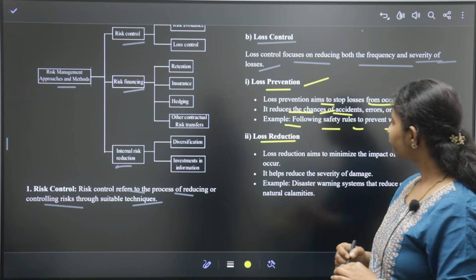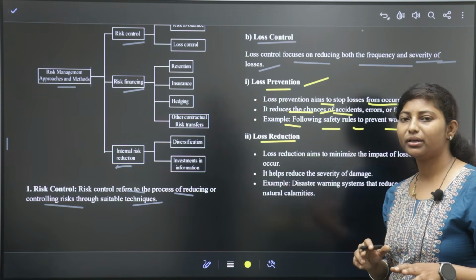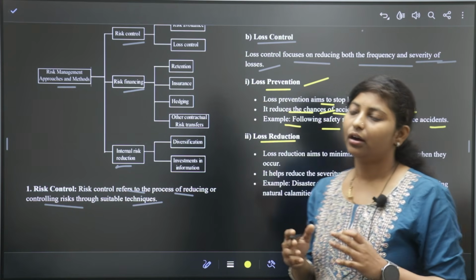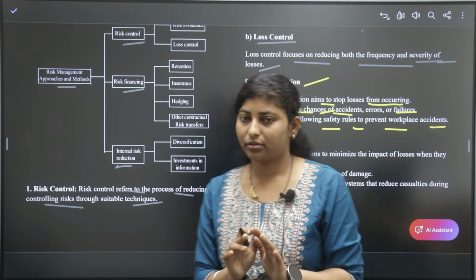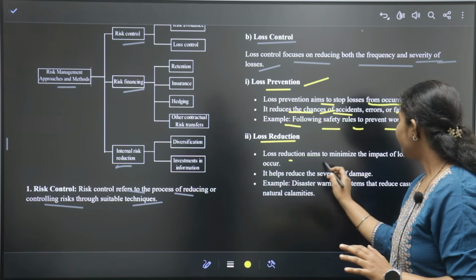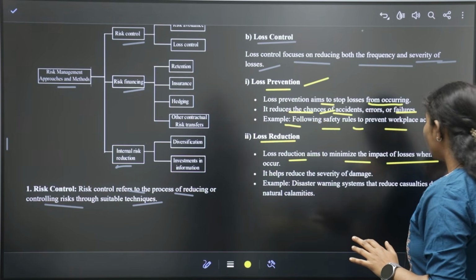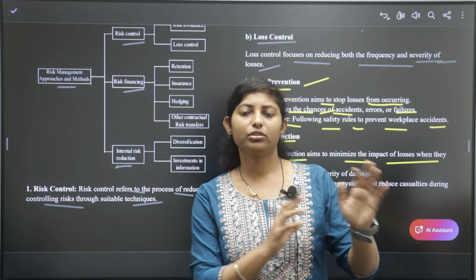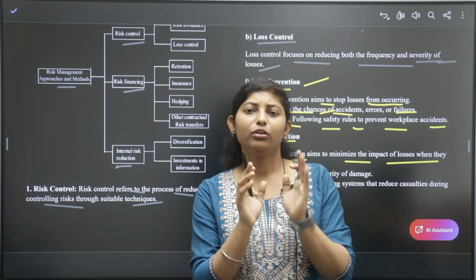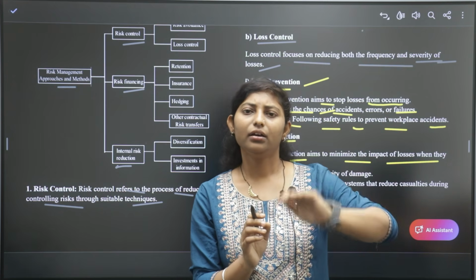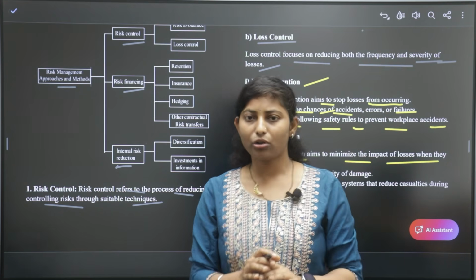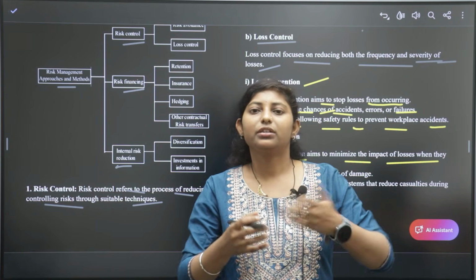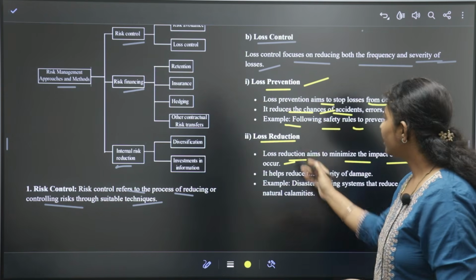Next we have loss reduction, also a risk control method. What we are doing is reducing such losses. It aims to minimize the impact of losses when they occur. Here, maximum losses are going to occur, but we use tools and techniques that minimize the losses that are going to occur. That is loss reduction.